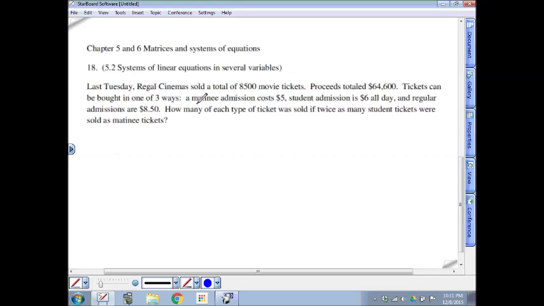We've got three kinds of tickets here. There's a matinee, there's a student, and there's a regular. So there's three different types of tickets, which means we're going to have three variables here. Let x equal the number of matinee tickets, let y equal the number of student tickets sold, and let z equal the number of regular tickets sold.